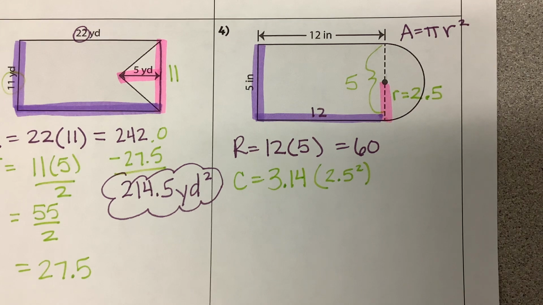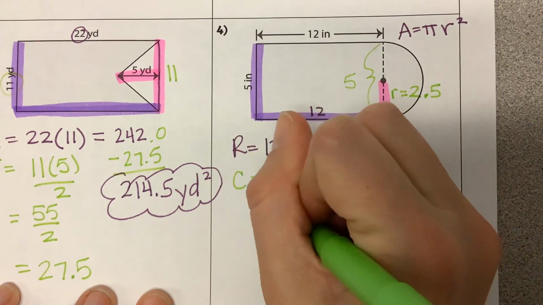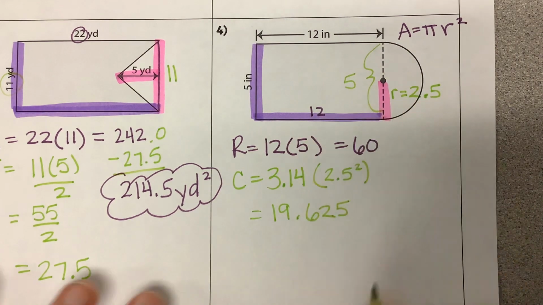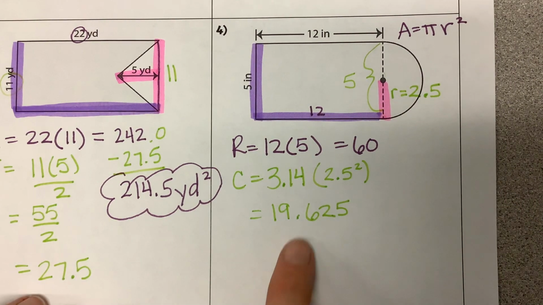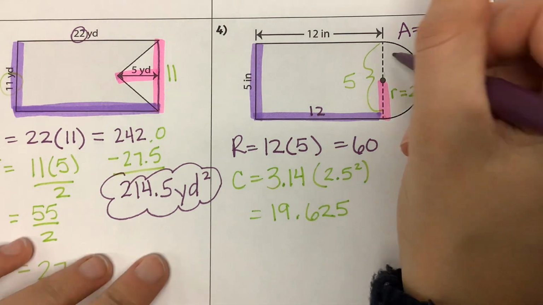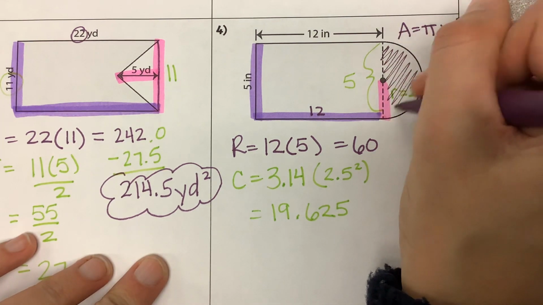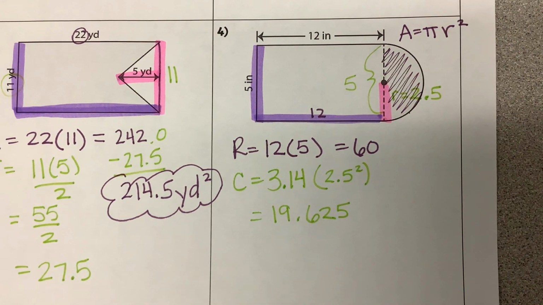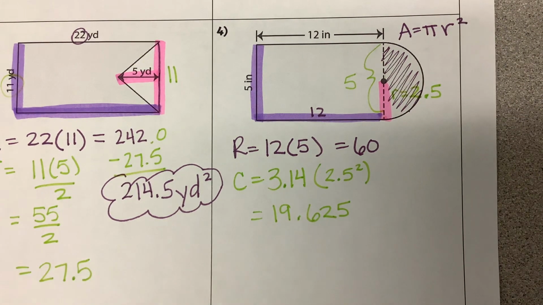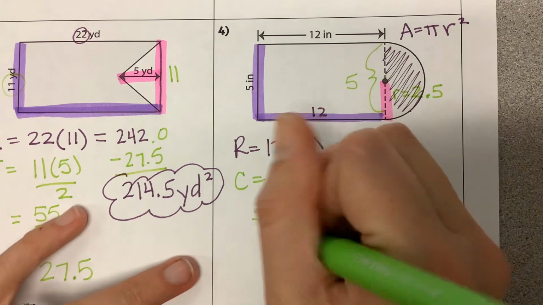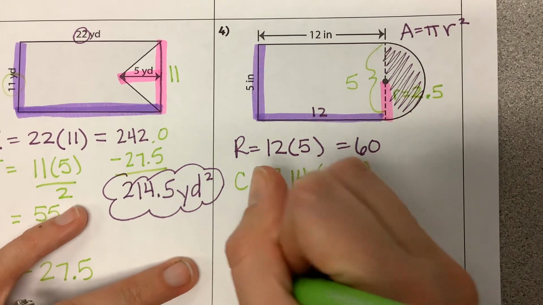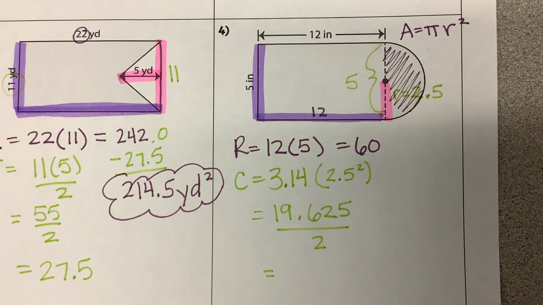So I get 19.625. Here's the thing though, that would be the area of a full circle. When we look at this, I don't have a complete circle, I have a half circle. So I'm going to take that 19.625 and I'm going to divide it by 2 to cut that in half.